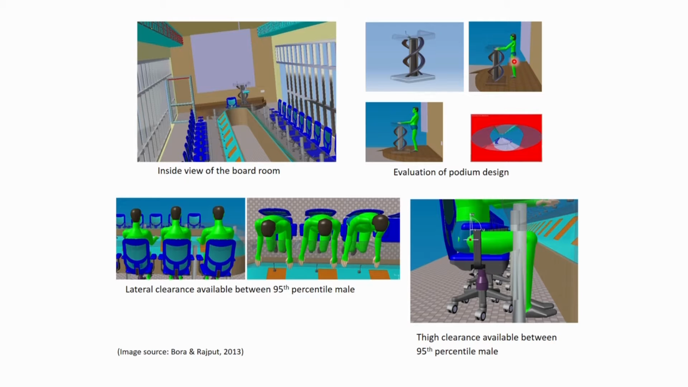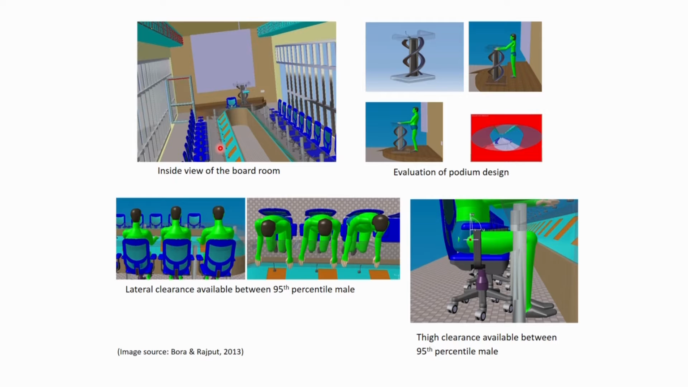While the 5th percentile human model is using this podium, this is the posture. Similarly, this is for the 95th percentile male, and this is the visibility. While a person is standing on the dais, how much area of the room he can see is visible here. Similarly, while people are seated side by side, how much is the gap between two persons? It was found that the chairs are arranged in such a manner that the space between two persons is sufficient. From this image it is also visible.